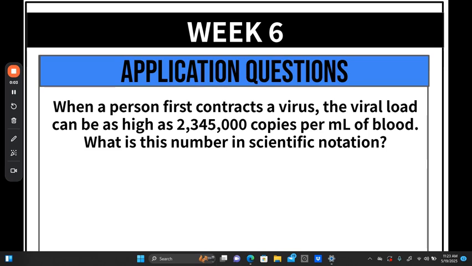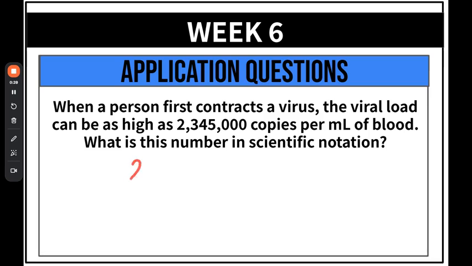In this video, we're going to be looking at the week 6 application questions. So the first one says, when a person first contracts a virus, the viral load can be as high as 2,345 copies per milliliter of blood. What is this number in scientific notation? So let's write this number out a little larger here.